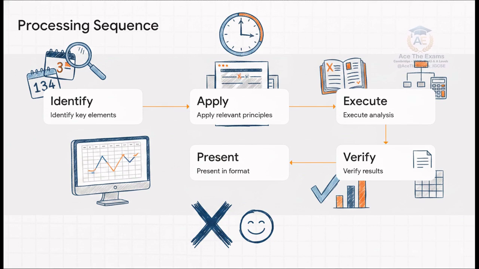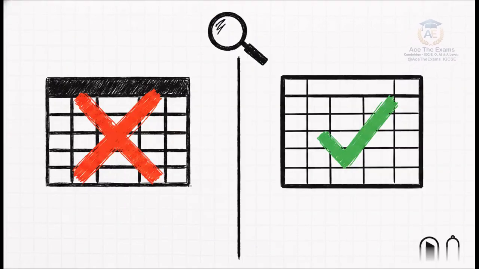By the time you reach that 5th step of presentation we just talked about, you must adhere strictly to professional conventions. This is non-negotiable. Examiners are ruthless about this. Your answers must include proper headings, correct terminology, appropriate formats, and clear annotation.